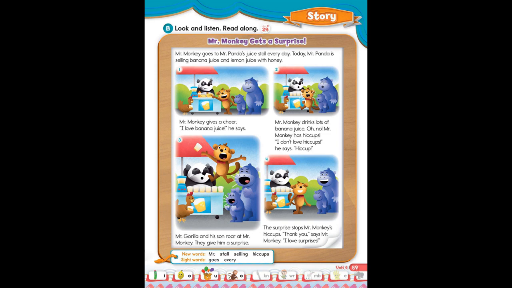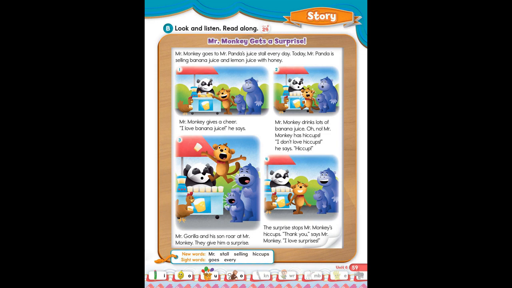1. Mr. Monkey gives a cheer. "I love banana juice," he says. 2. Mr. Monkey drinks lots of banana juice. Oh no! Mr. Monkey has hiccups. "I don't love hiccups," he says. "Hiccup?"